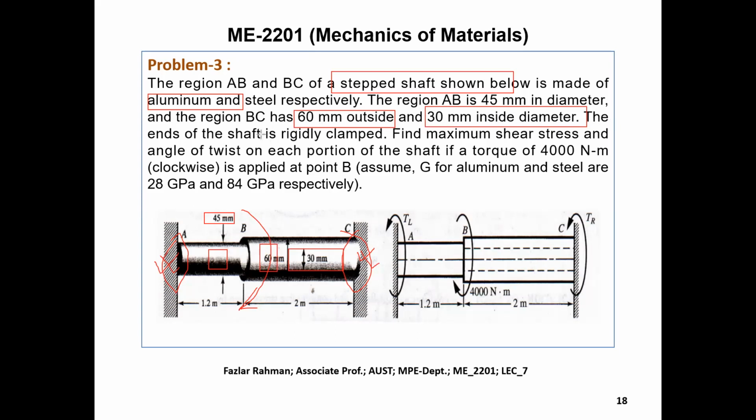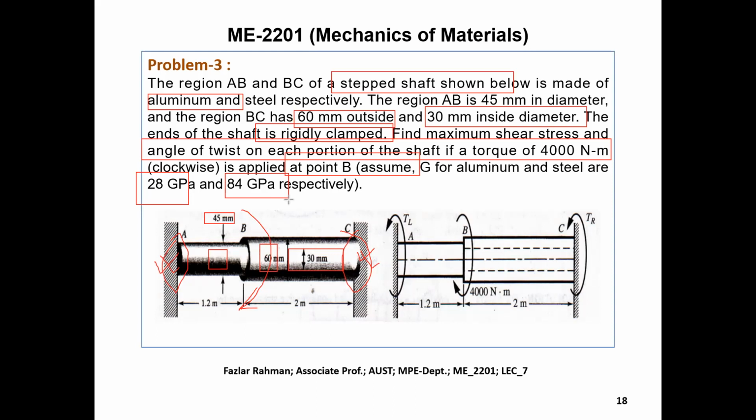The end of the shaft is rigidly clamped. That means it will not rotate. Find the maximum shear stress and angle of twist on each portion of the shaft if 4,000 Newton meter clockwise torque is applied at point B. And the value of G for aluminum is 28, for steel is this much gigapascal. So we need to figure out the stress in the shaft.